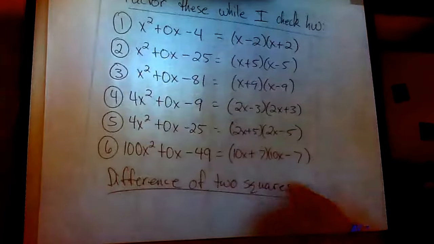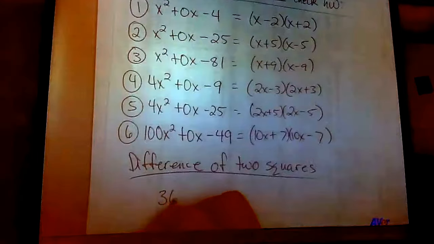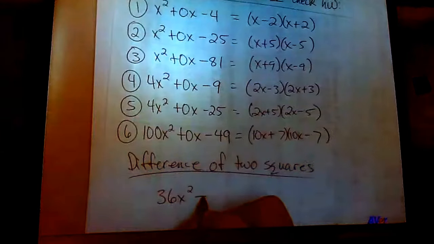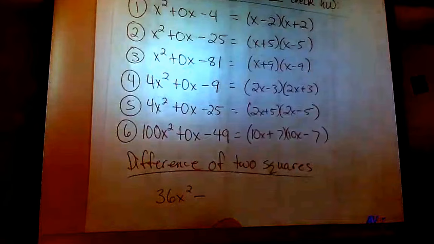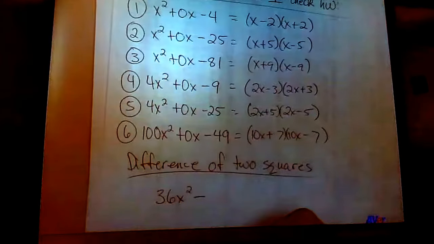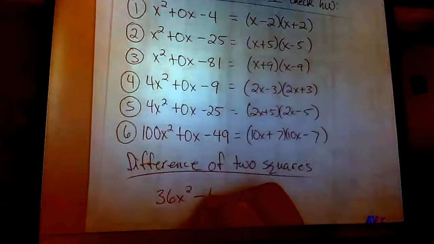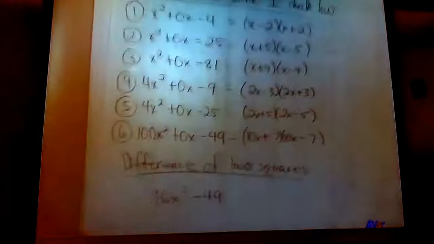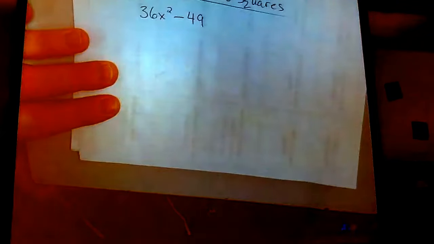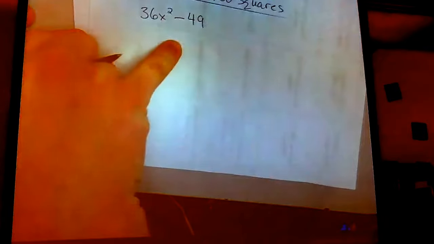So anytime you have something squared, give me a square number. 36. 36 x squared minus, it has to be minus, it cannot be plus. Give me another square number. 49. You could factor that quickly and easily if you recognize what you're working with. That's a square number, that's a square number, and there's a minus in the middle.